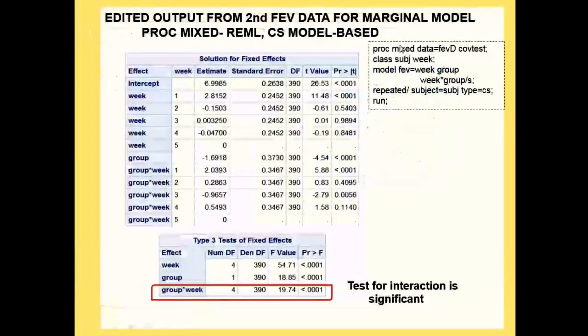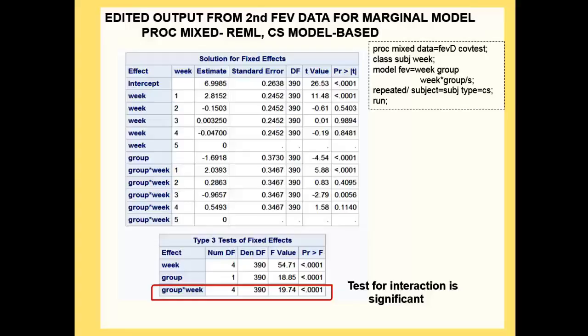There it is. Now you notice, for example, at the bottom of the slide it says type 3 tests of fixed effects, and you see group*week 4, 390, 19.74. What's that doing? What's that testing?